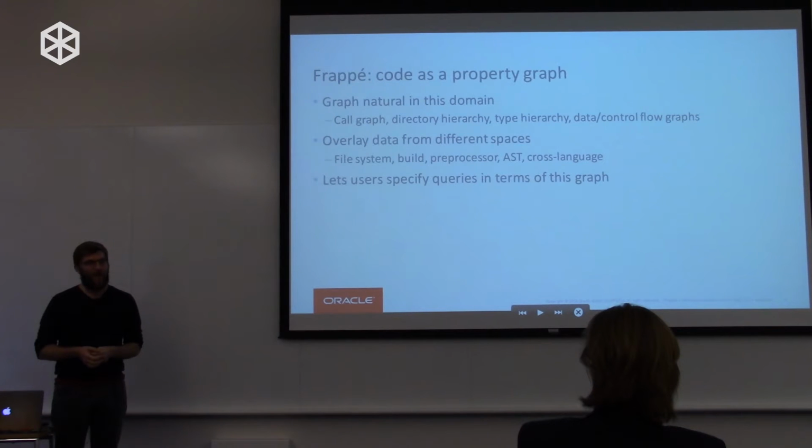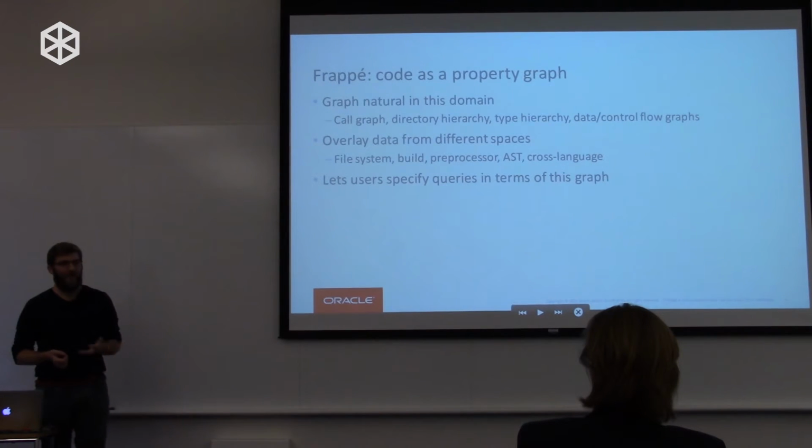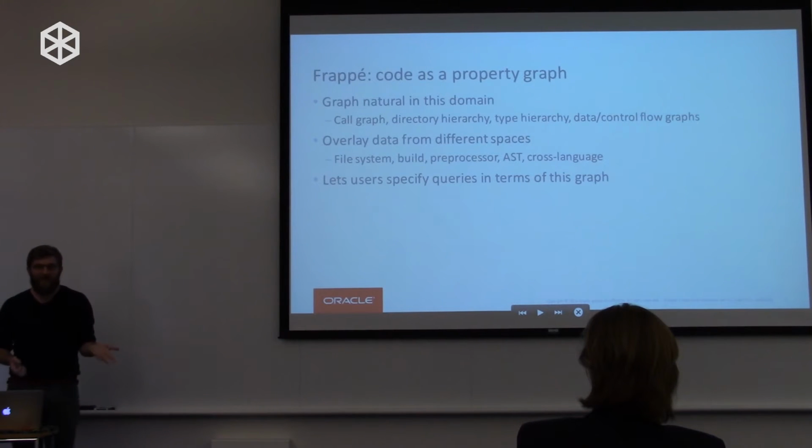So when we're talking about software, right, we have information from the file system, or how the software is actually organized on disk. We have information from the build, so what files get compiled into what object files get linked into what executables, and so on. And then also from things like the preprocessor, so files including other files, expanding macros, and so on, before you get to the actual compilation phase. And of course, there's also cross-language calls that you have to work out in terms of dependencies. But the idea is that if we have this graph model, we can then let users specify queries they have about the code in terms of this model.